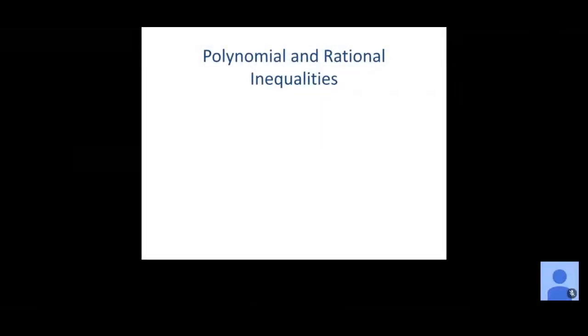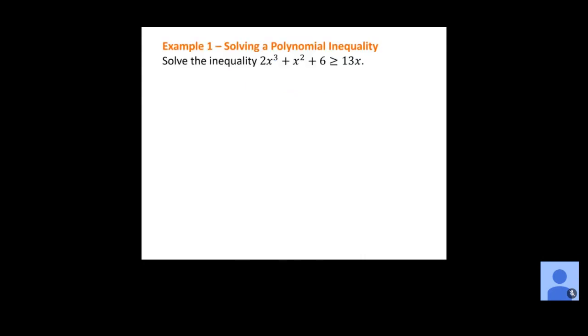All right. So 3.7, polynomial and rational inequalities. So now we're going to look at some polynomial functions and rational functions. We're going to think of them in terms of inequalities instead of equations now, and actually find some solutions to these inequalities. Okay, so the first one we're going to do here, example 1, we have a nonlinear inequality, right?